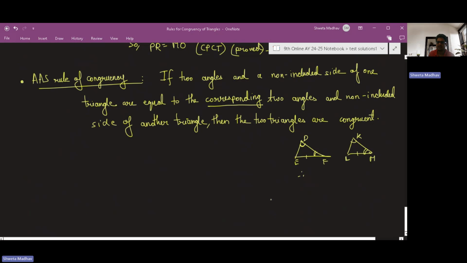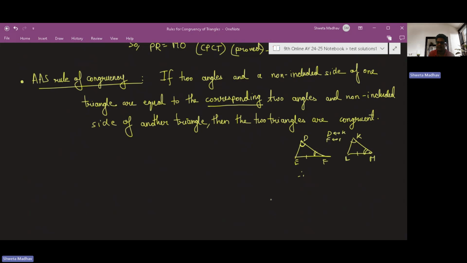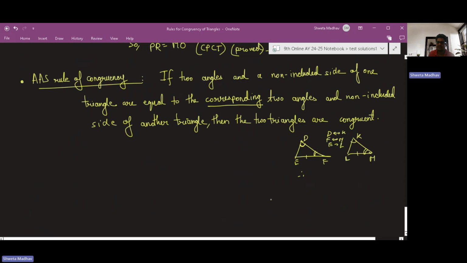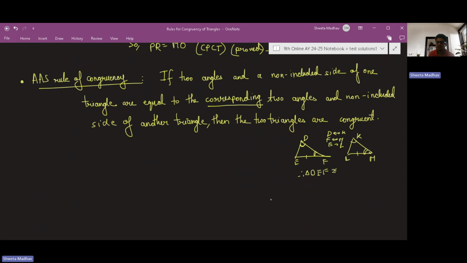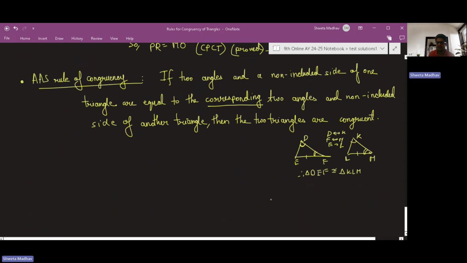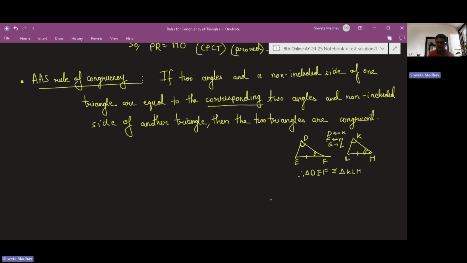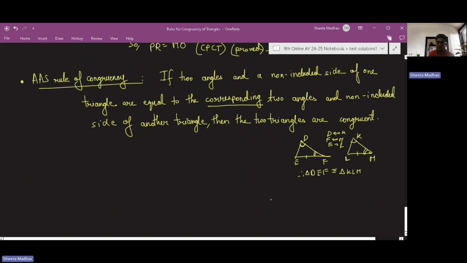Then also we will say that here we can see that the vertex D corresponds to the vertex K, F corresponds to M, and E corresponds to L. So it means we will say that triangle DEF will correspond to triangle KLM. See, we have used the same order of correspondence while writing the names of the two triangles on the left hand side and on the right hand side of the congruency symbol.